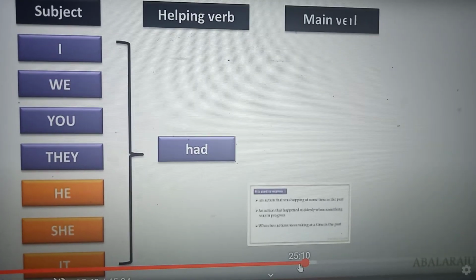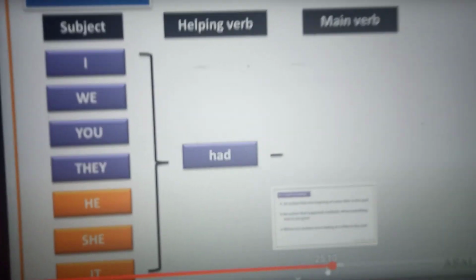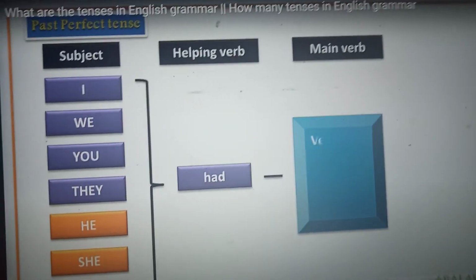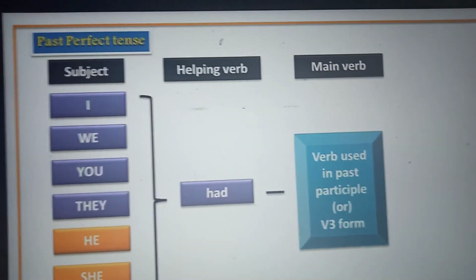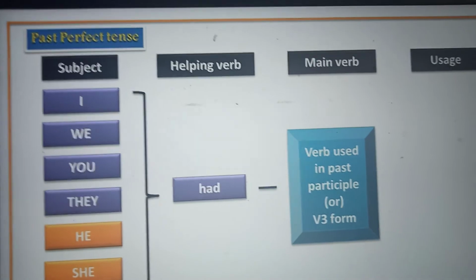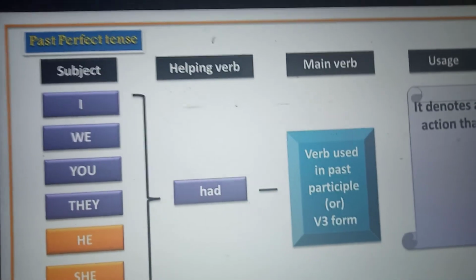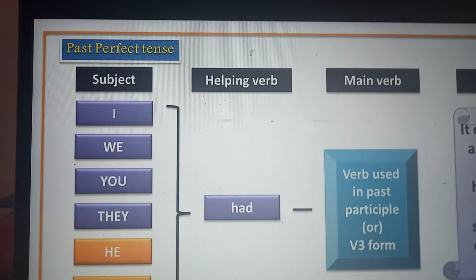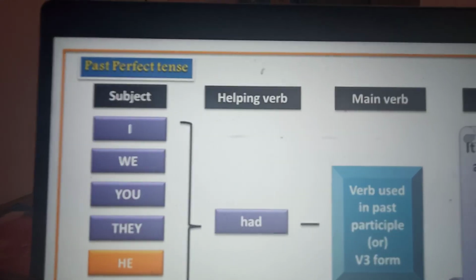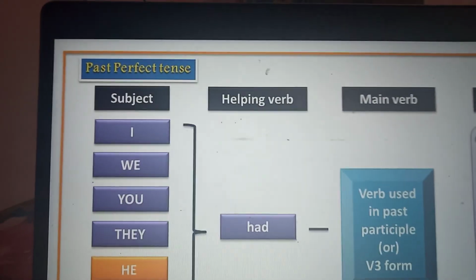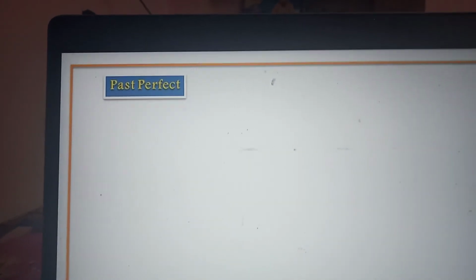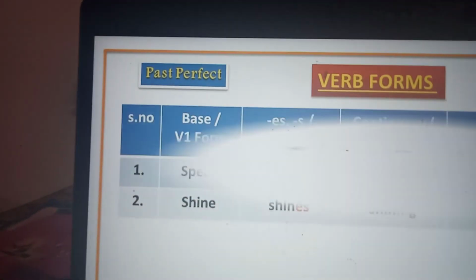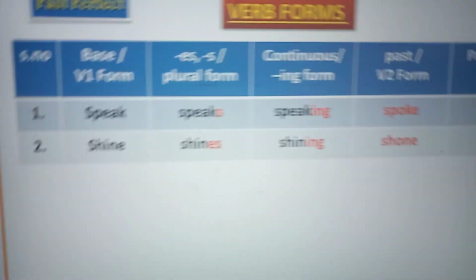So for past perfect, what is the word you should add? Had. For past, only had. Past perfect, the word is only had. Past takes had. Present takes has, have. You can use has, you can use have.